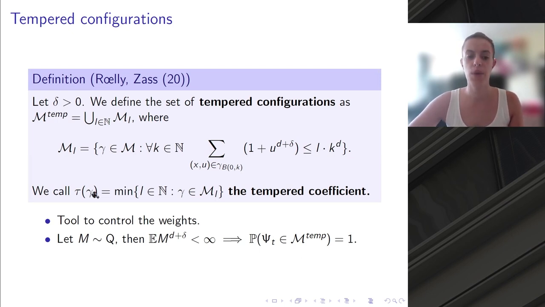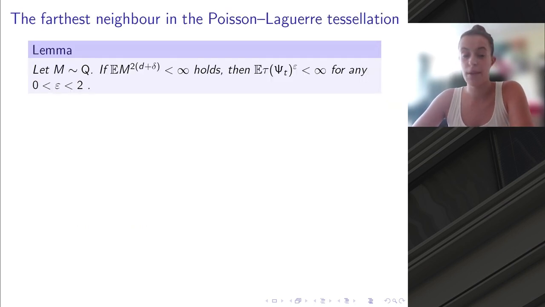And particularly, we work with this tempered coefficient, which is simply the first L for which gamma lies in the ML, because these sets are getting bigger and bigger, basically. And so using this concept of tempered configurations, what we were able to derive was that this tempered coefficient under a suitable moment condition has finite epsilon moment for any epsilon between 0 and 2. Here we could have also equality.